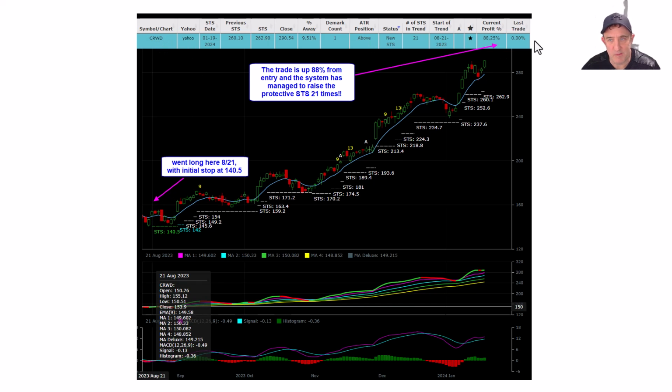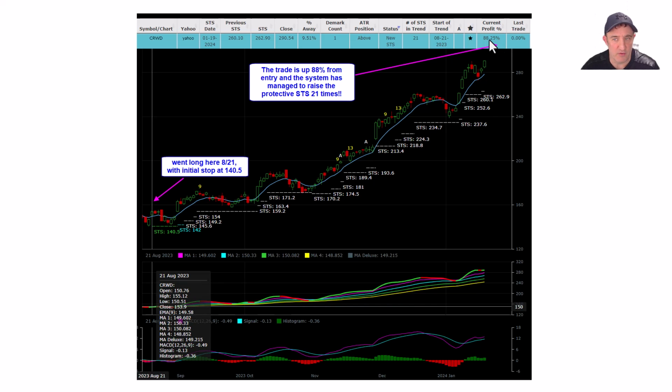So again, this is more of an idealized example, but this is CrowdStrike. The KISS system here went long on August 21st. And right here, you can see the initial smart trailing stop at 140.50, and it raised that stop 21 times. Think about that, 21 times, did not get hit, got pretty close a couple times, and captured that whole uptrend, and it's still long.